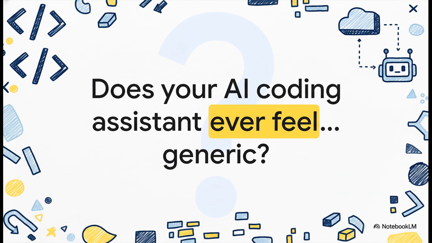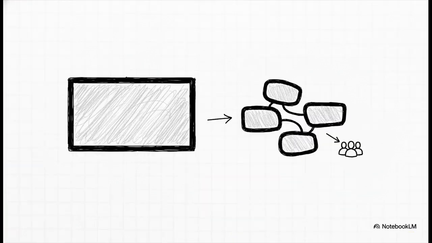So let me ask you this. Does your AI coding assistant ever feel, well, a little generic? I mean, you've probably used one, right? And look, they're great for boilerplate code, for common algorithms, but sometimes the suggestions miss the mark. They feel like they came straight out of a textbook, not from someone who understands your production environment. And that's really the heart of the issue, isn't it? It writes good code, sure, but it's not your team's code.